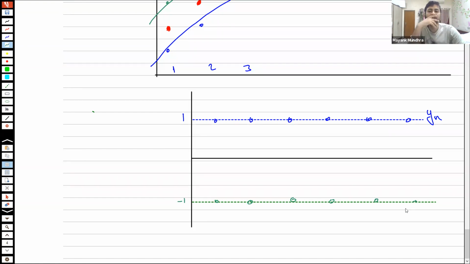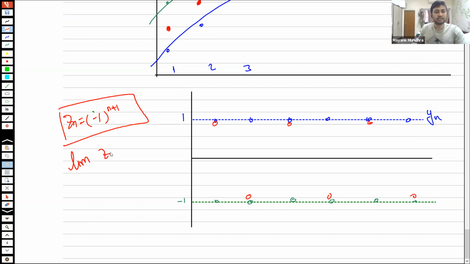Okay, 1 and -1. Now another sequence Zn is sandwiched between the two. Zn is (-1) to the power n plus 1. So Zn basically looks like this. So it is always sandwiched between Xn and Yn. Yet we say that the limit of Zn as n tends to infinity does not exist.